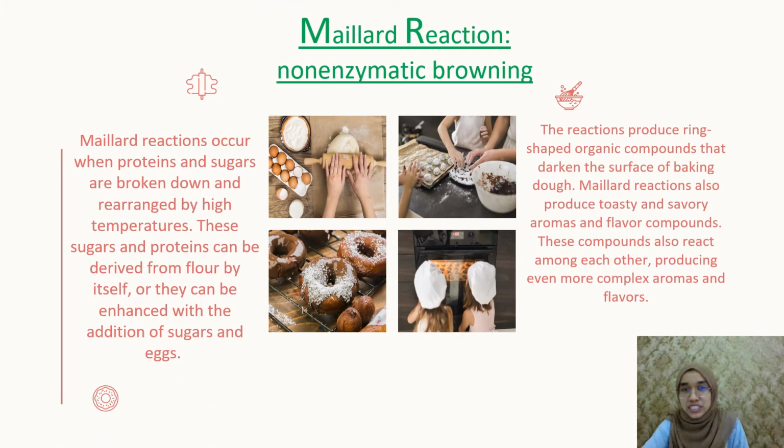Next is the Maillard reaction. Maillard reaction is a non-enzymatic browning. It occurs when proteins and sugars are broken down and rearranged by high temperatures. These sugars and proteins can be derived from flour by itself, or they can be enhanced with the addition of sugars and eggs. The reaction produces ring-shaped organic compounds that darken the surface of baking dough. Maillard reactions also produce toasty and savory aromas and flavor compounds. These compounds also react among each other, producing even more complex aromas and flavors.